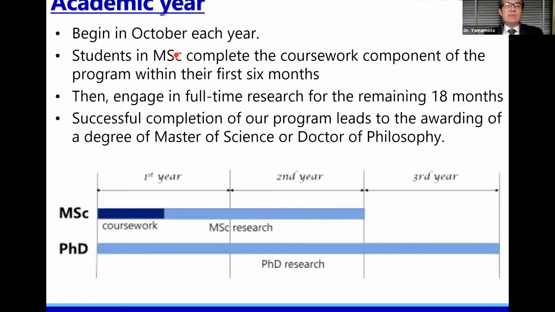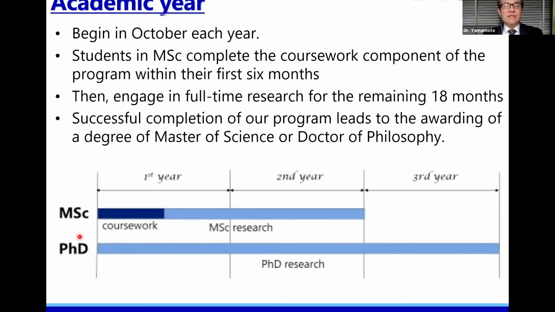Now I want to introduce the academic year. As I mentioned earlier, our course begins in October each year. There is also a characteristic of our program, especially for master course students. For instance, in the usual case, master course students decide the supervisor before entering the university. However, in our case, applicants for our master course do not have to decide the supervisor before entering the University of Tokyo, because students in the master course complete the coursework component of the program within their first 6 months. After that, they are engaged in full-time research for the remaining 18 months.